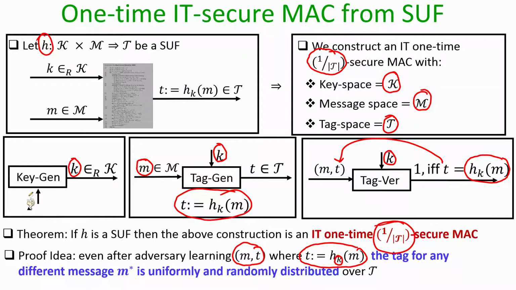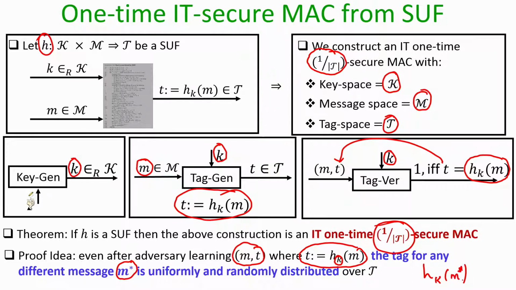And now, the goal of the adversary is to come up with a forgery. Basically, now it has a new message M star and its goal is to compute a tag on this new message M star with respect to the unknown key k. And for that, basically the adversary has to compute the value of Hk of M star.